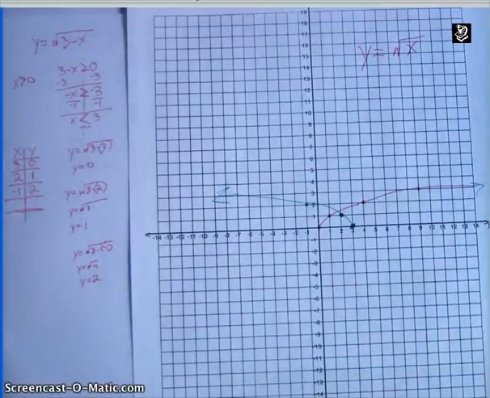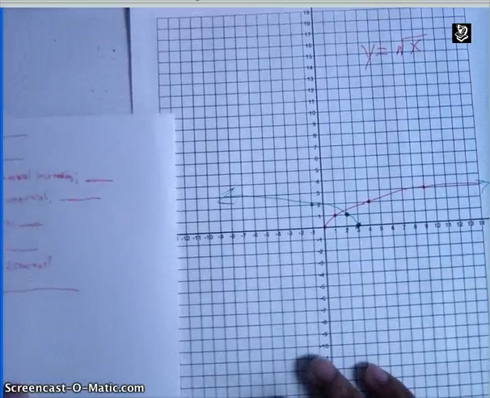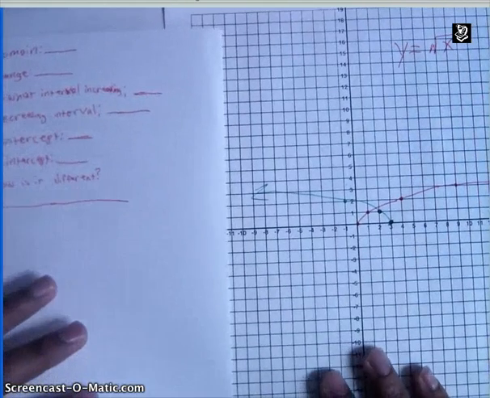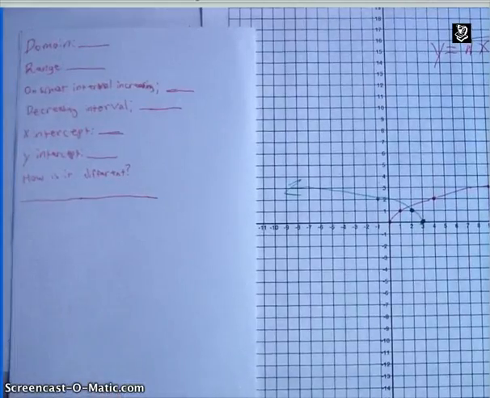Now we do need to start talking about domain and range. And so we'll do that now. So if we look at this one, all right, so now we've talked about graphing it. Now we're going to analyze the graph and figure out what all this information is. Just like we did before, we need to find domain, range, increasing interval, decreasing interval, x-intercept, y-intercept, and how it is different from the parent graph. And so that's what we're going to look at now.